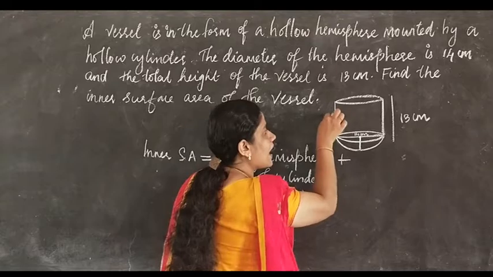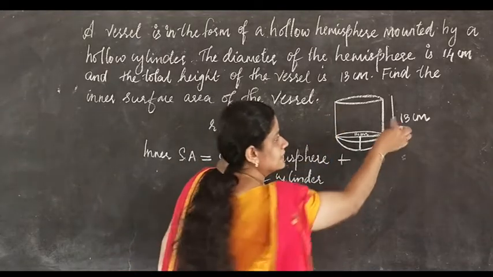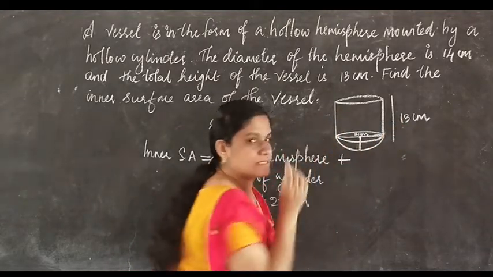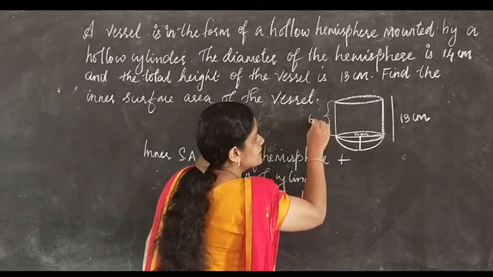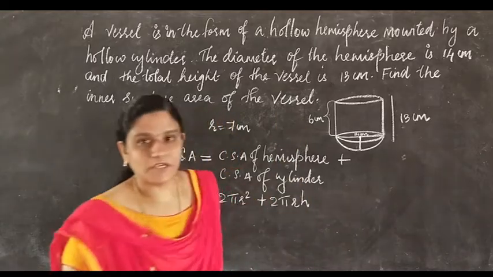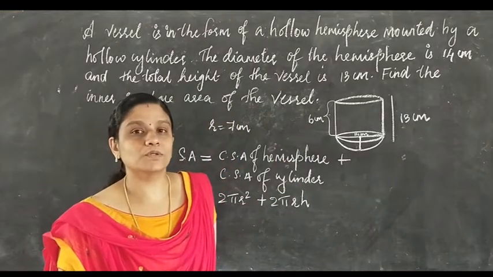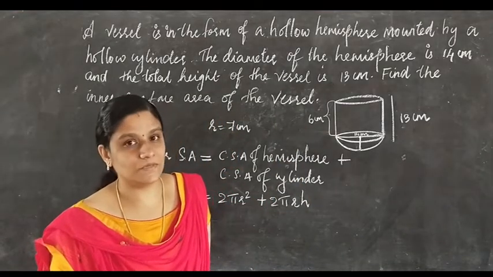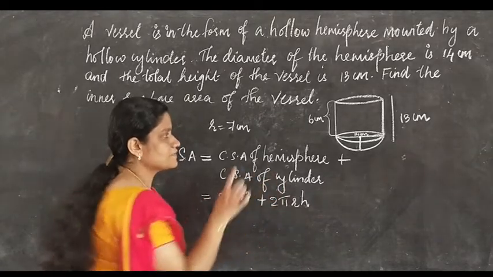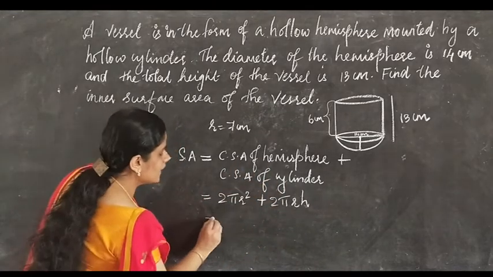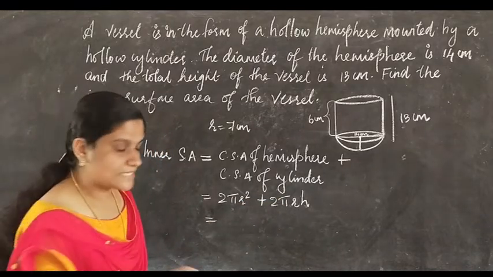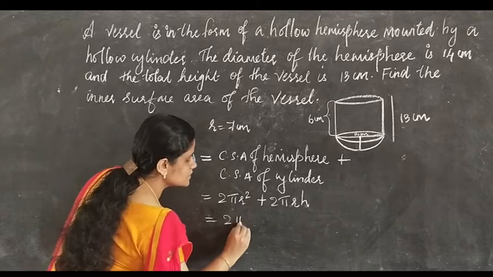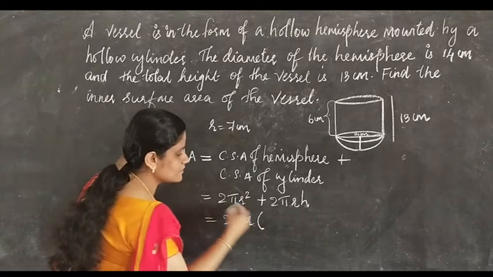Can we find the height of the cylinder? Yes. 13 minus 7, children. So 13 minus 7 gives us 6 centimeter. So we got the height of the cylinder is equal to 6 centimeter. Clear? So here we can substitute 6. Now you just see in these two terms 2 pi r is common, so we can take that outside.